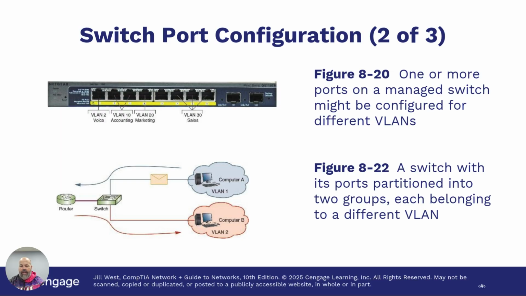Computer A in VLAN 1 sends traffic to the router. Computer B in VLAN 2 sends different traffic. Even though they're connected to the same switch, their broadcasts don't interfere with each other. The router manages communication between VLANs when necessary. Think of it like having different phone lines on the same phone system. You can call within your line or transfer to another line through the operator.